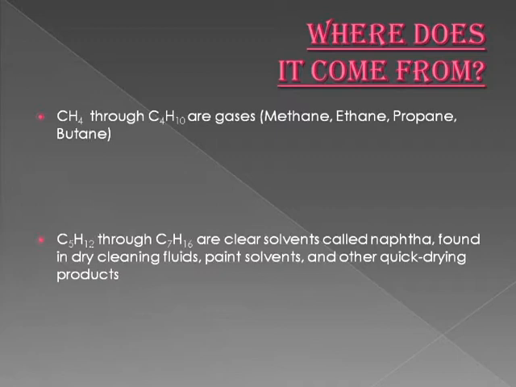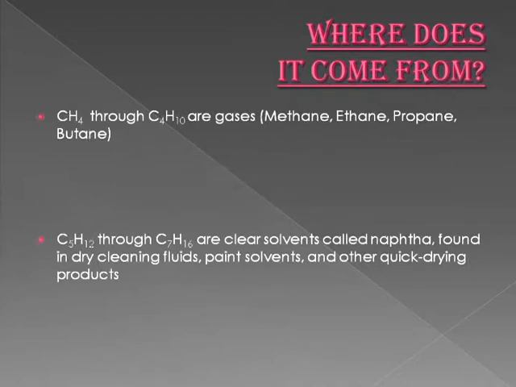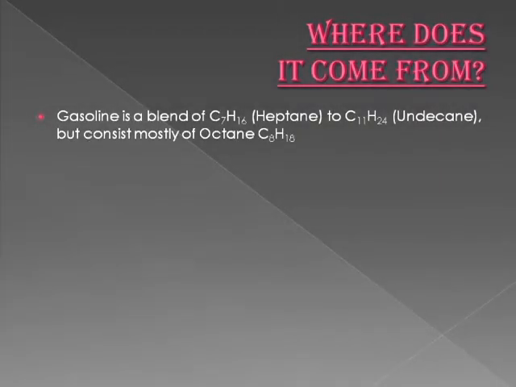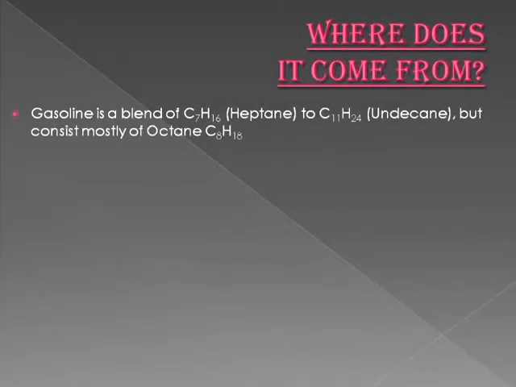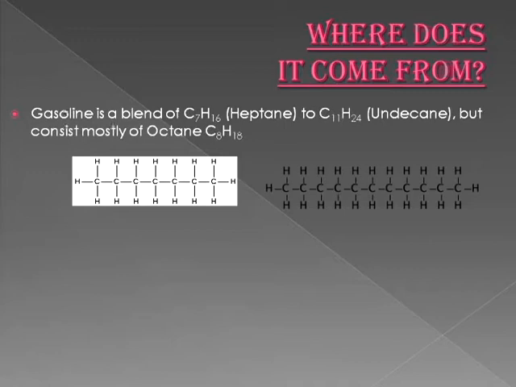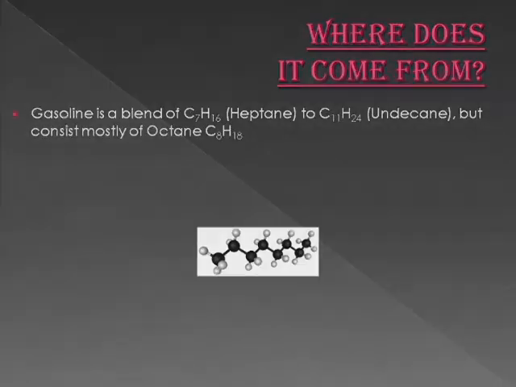CH4 through C4H10, methane, ethane, propane, and butane are gases at room temperature. C5H12 through C7H16 are clear solvents called naphthas, commonly found in quick-drying products. Gasoline is a blend of hydrocarbons ranging from C7H16 heptane to C11H24 undecane, but consists mostly of octane, C8H18.